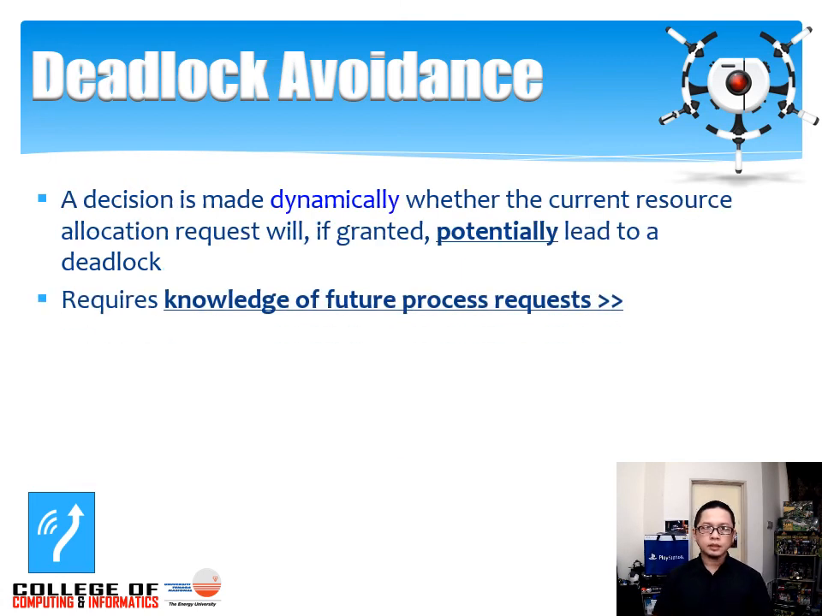So in this case, the decision is made by the operating system dynamically, meaning that it will look at the needed resources requested by the process before granting execution. It requires future process request knowledge, because each process that wants to execute must declare how many resources are needed for each instruction that it is going to execute.